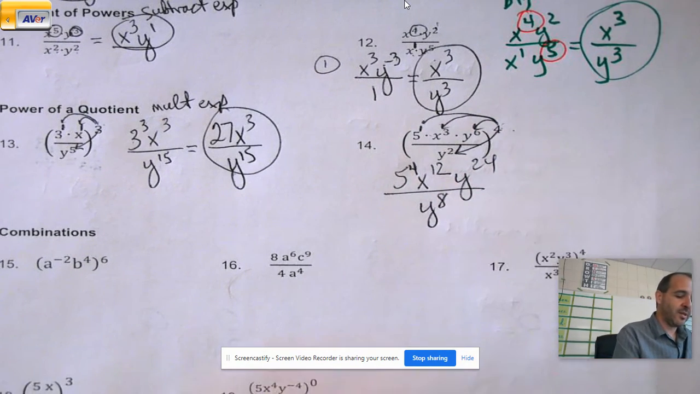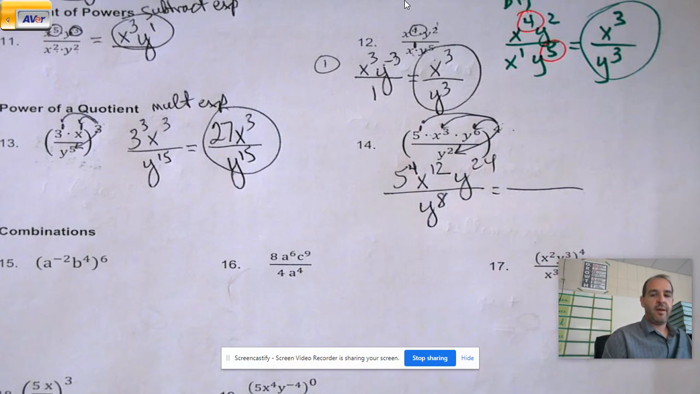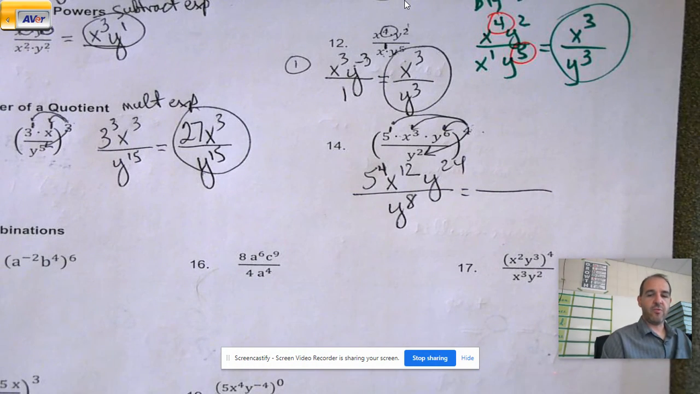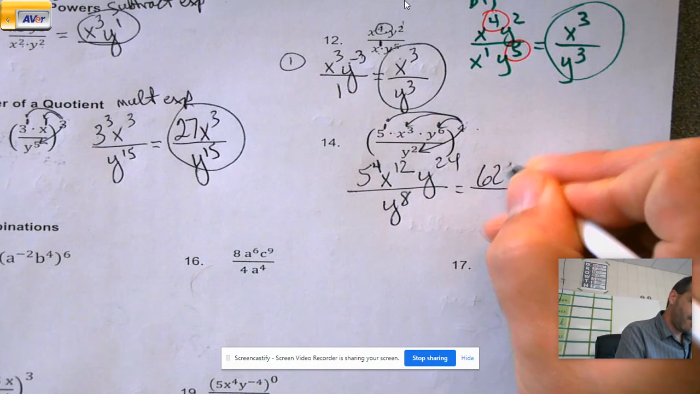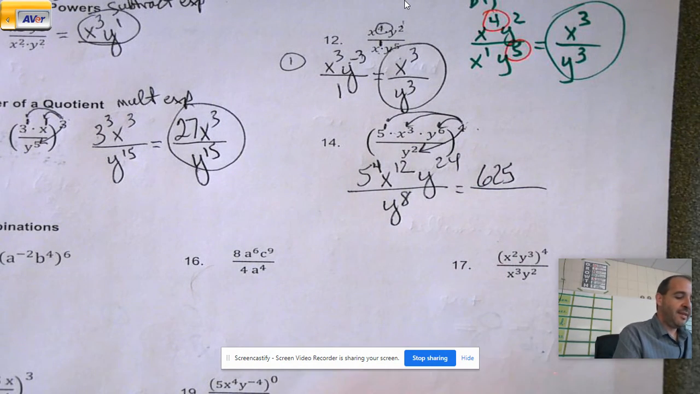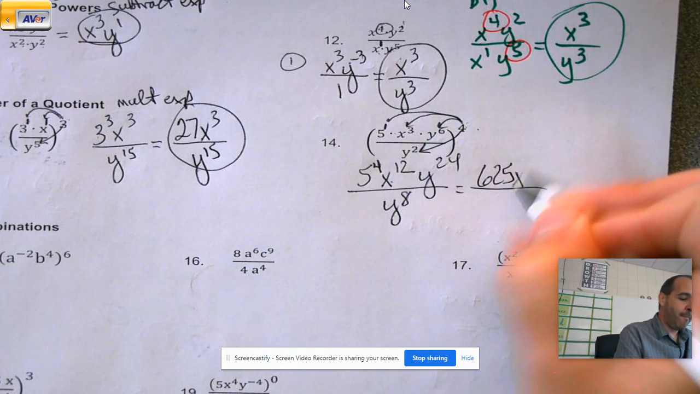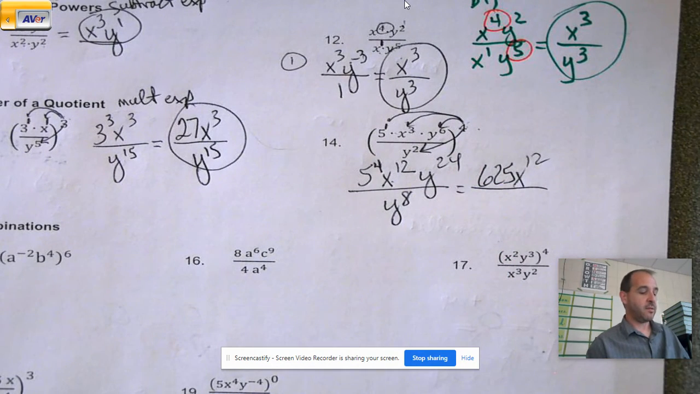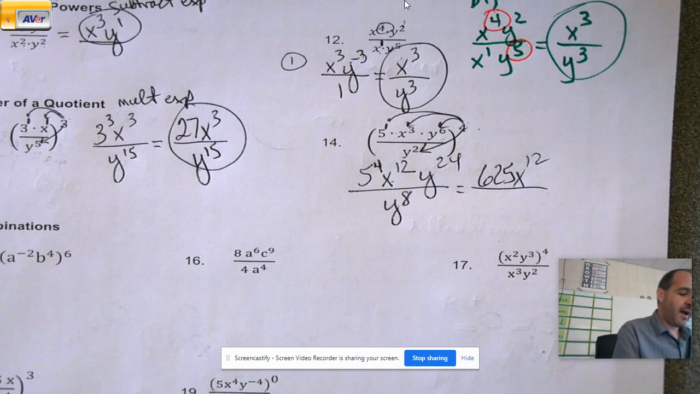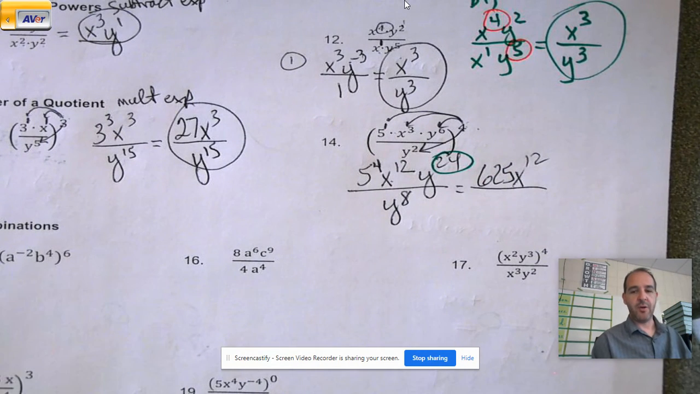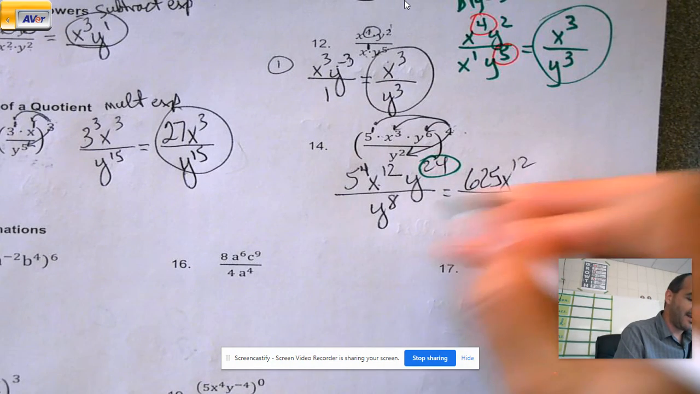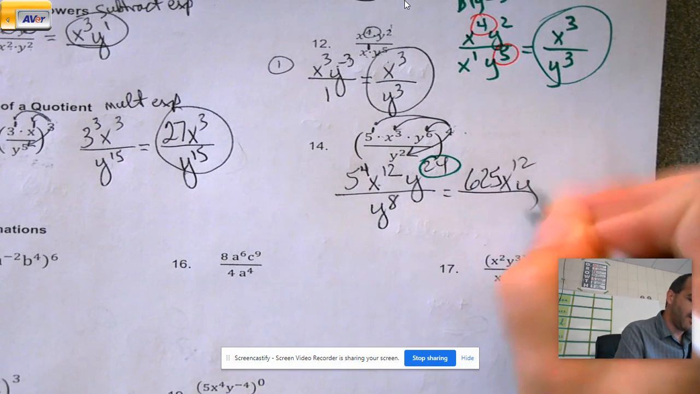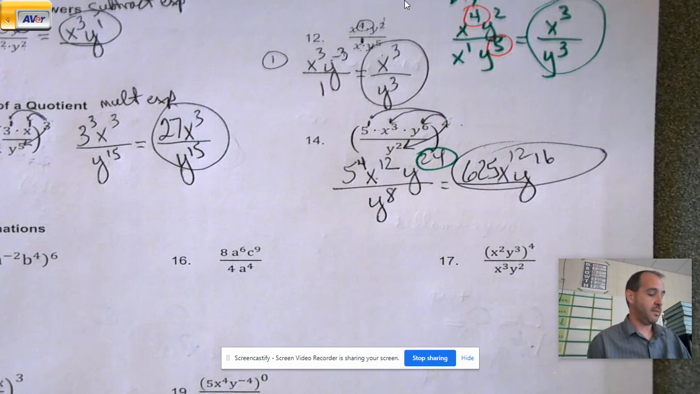But this time I notice a couple of things. First thing I notice is 5 to the 4th. Oofta, that's kind of a big number. Go to the calculator. Get that one out. This is my only x term, but I have y's. Find your biggest y exponent, 24, and subtract. 24 minus 8 is 16. Bigger exponent is up top. We're in business.